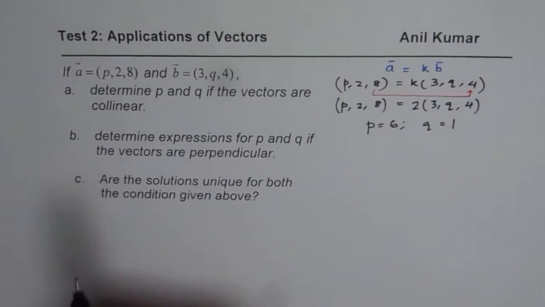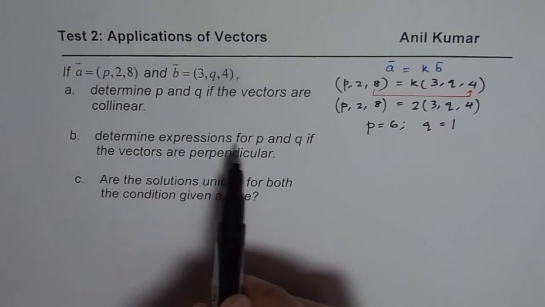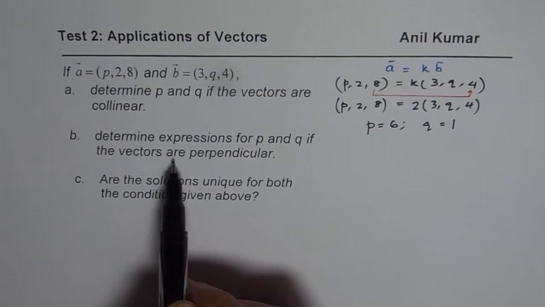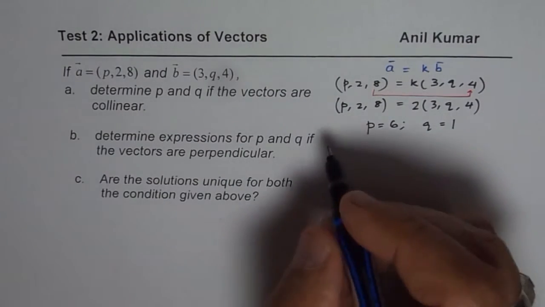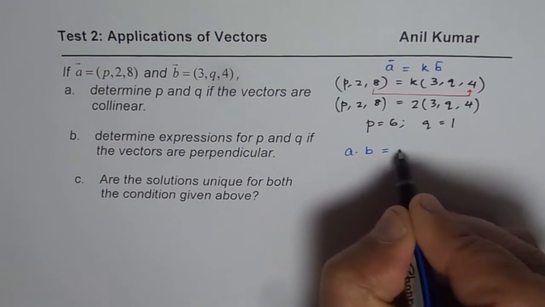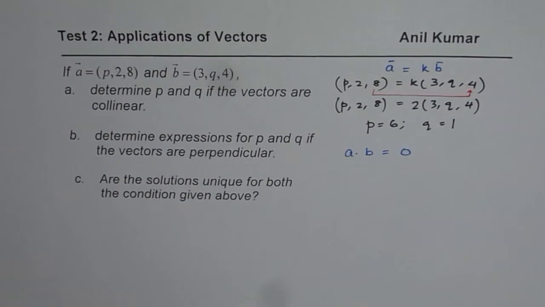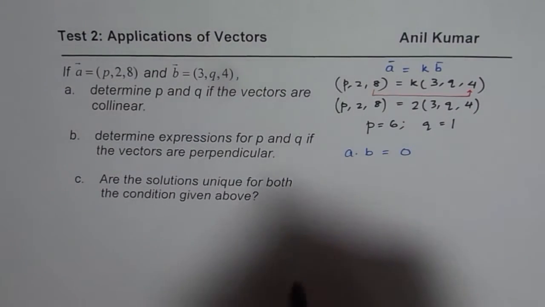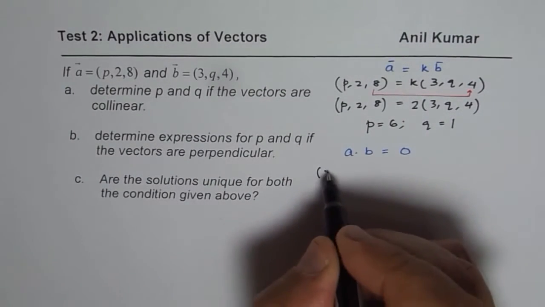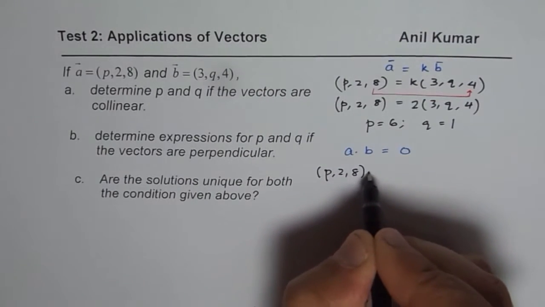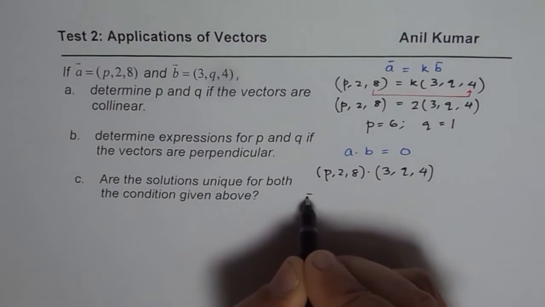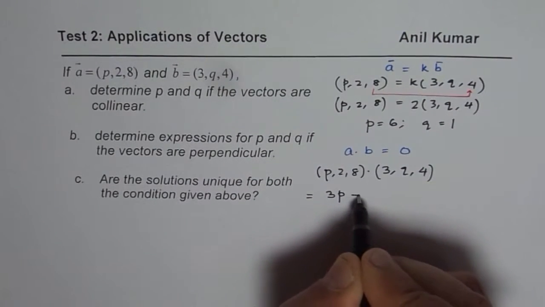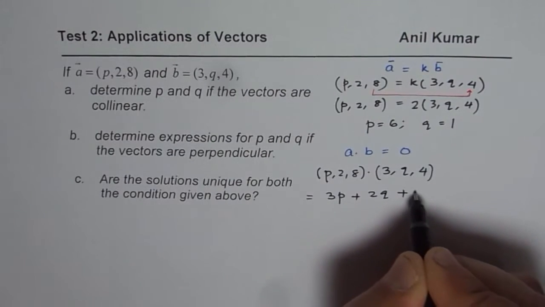Now let's look into part B, which says determine expressions for P and Q if the vectors are perpendicular. If the vectors are perpendicular, then what is the condition? That means A dot B is equal to 0. So that is the condition for vectors being perpendicular. Let us solve for this equation, A dot B equals 0. So we have (P, 2, 8) dot (3, Q, 4), right? If you multiply, you get 3P plus 2Q plus 32.